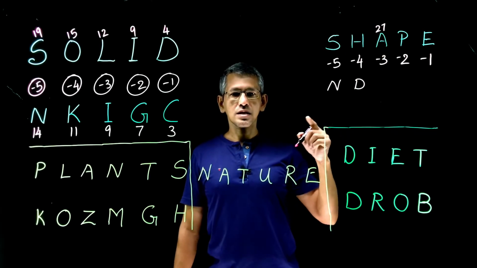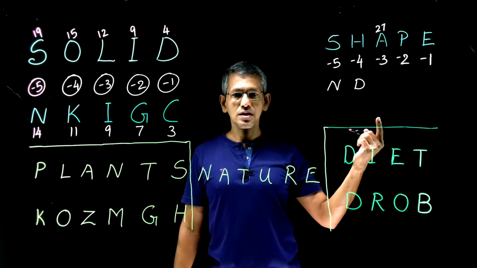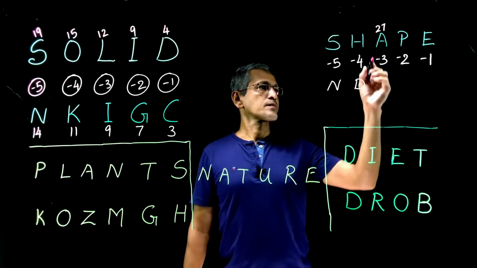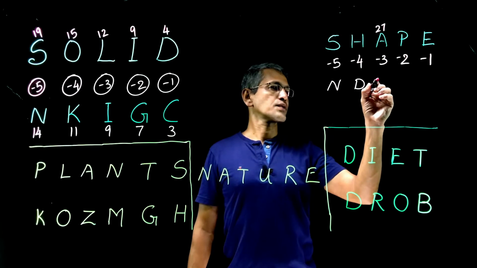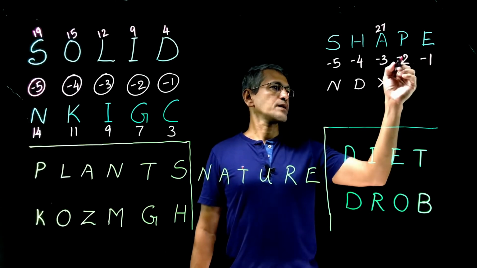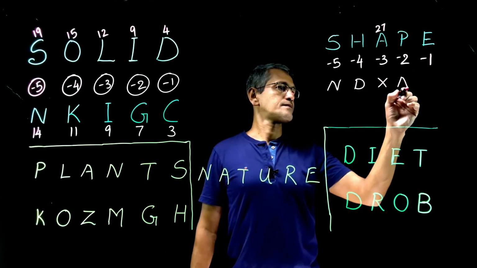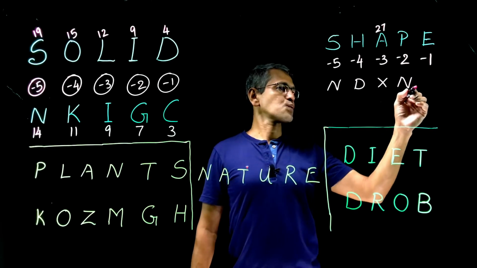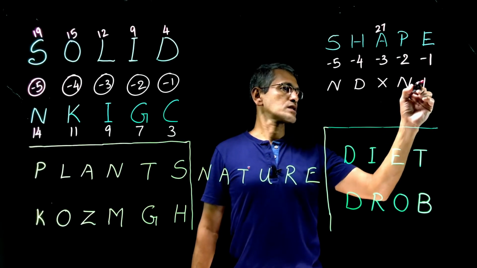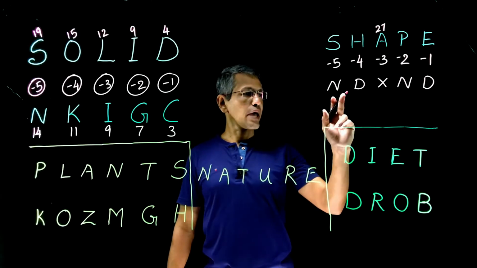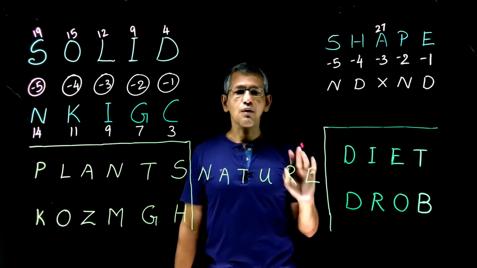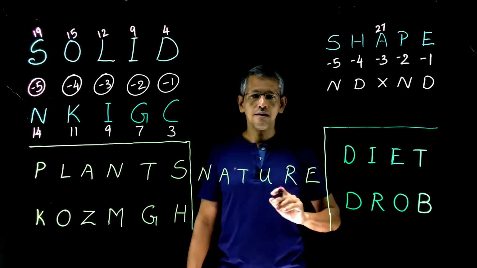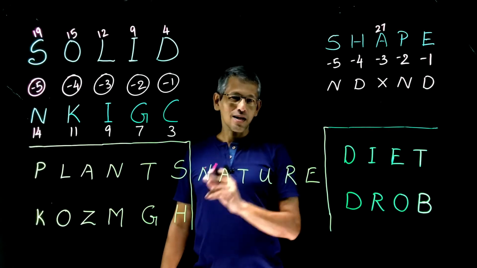Z is 26. The next letter after Z is A, so A is 27. 27 minus 3 is 24, so that is X. And P, 16 minus 2, is N. And E minus 1: E is 5, 5 minus 1 is 4, which is D. So NDXND would be the code for shape. Hope you got it, right?